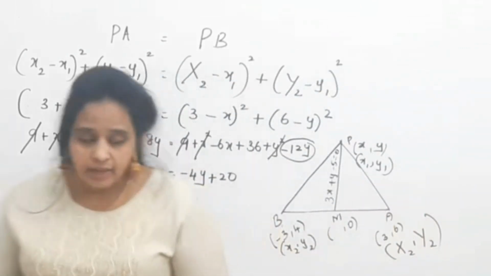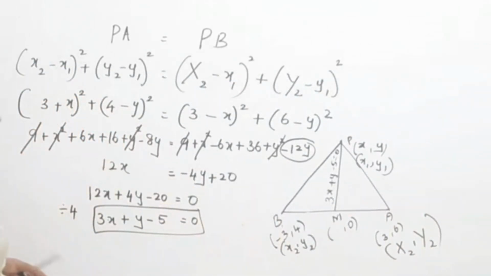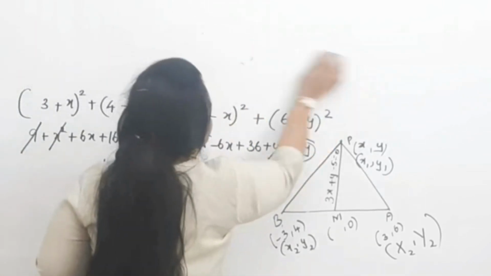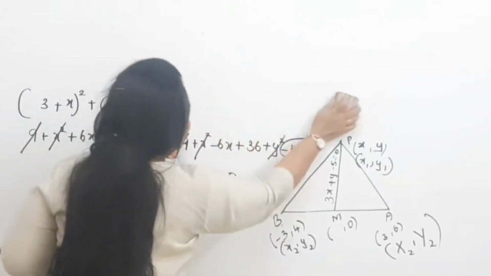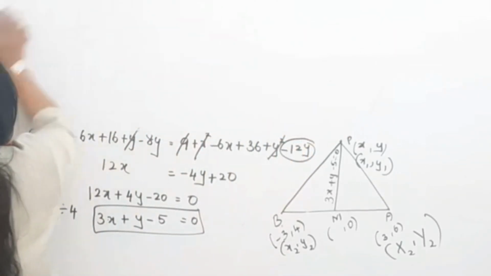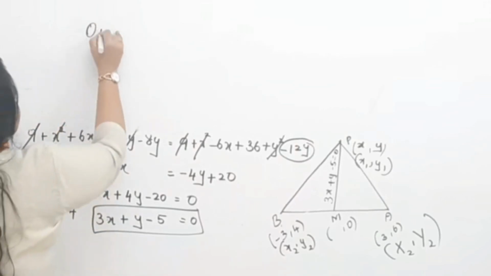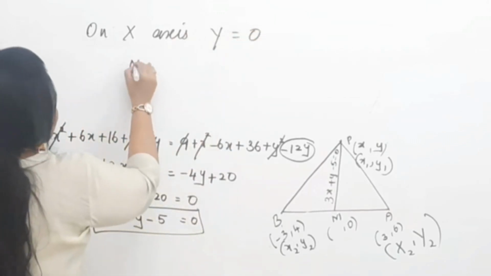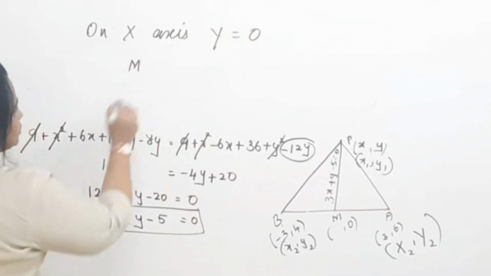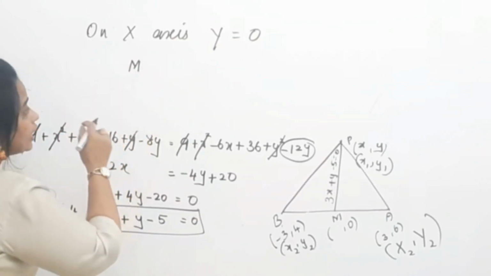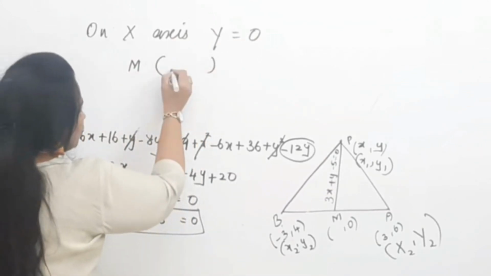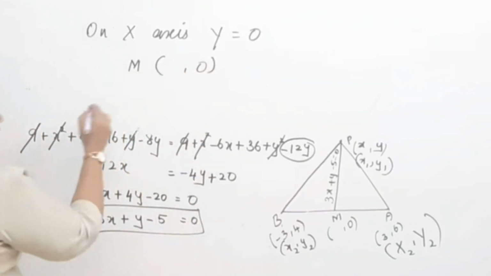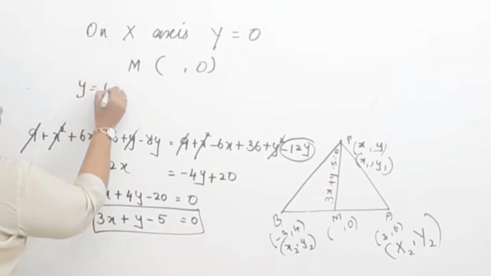Now, it is given that on the x-axis y is 0. I have to find the coordinates of M. So how do I do it? M is intersecting on the x-axis, so I would write on the x-axis y is equal to 0. I would substitute my value in my equation. I do not know what the value of x is here, I am going to find it out. So my y becomes 0.